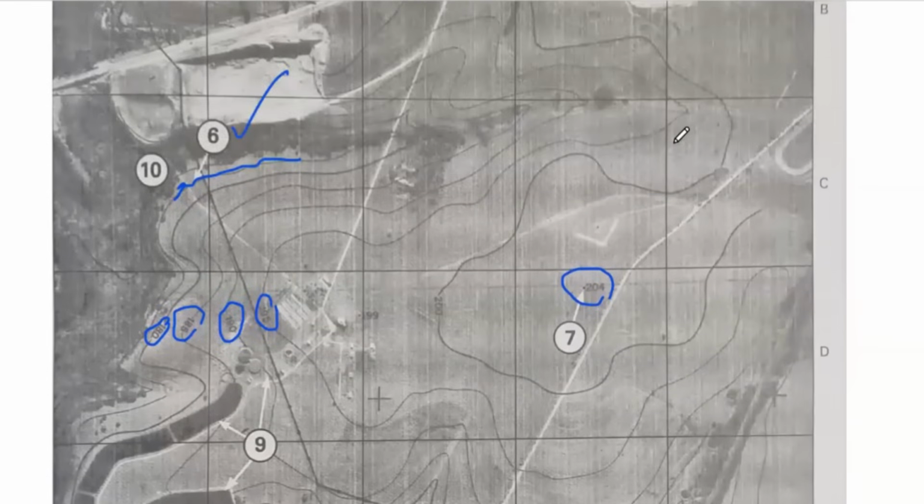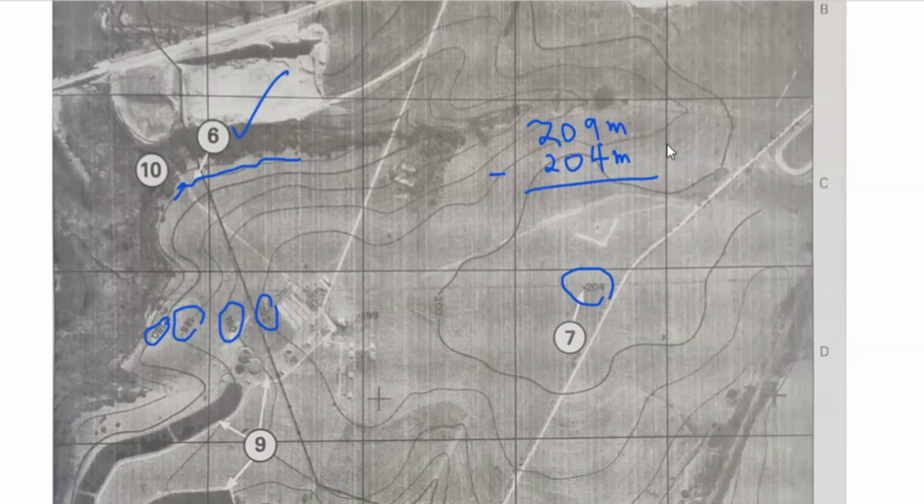So we are saying on our height, 209 meters less 204 meters. So the difference here from 204 to 209 gives us 5 meters. So our 5 meters is now our vertical interval. Our vertical interval in meters is 5 meters.